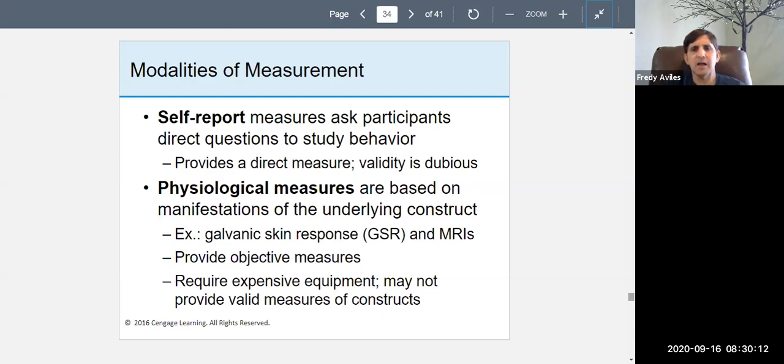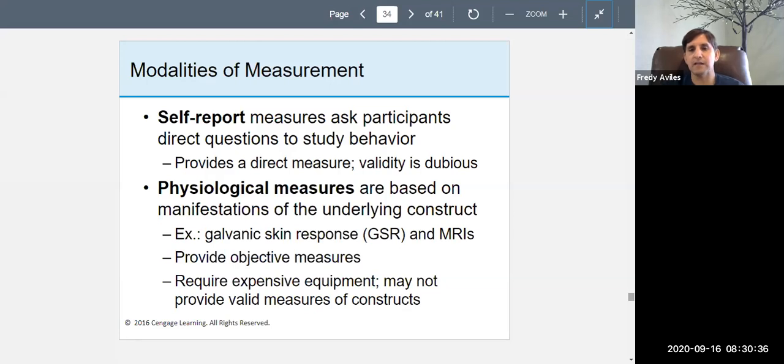There are also physiological measures, okay? Physiological measures are based on manifestation of an underlying construct. Okay, let me explain that. Physiological measures is basically when you measure something biological, okay? Like, let's say you wanted to determine if somebody is anxious, okay? So anxiety is your construct. How are you going to measure that? You're going to use a physiological measure.